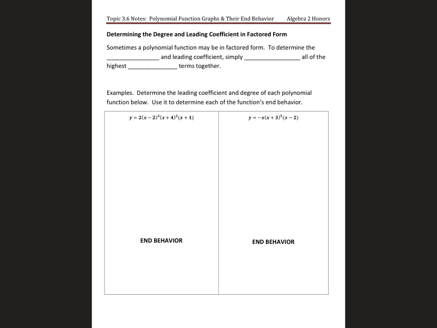Sometimes the function is not in standard form. It may be already in factored form. So this quick video is going to show you how to determine whether that degree is even or odd and what that leading coefficient sign is going to be.